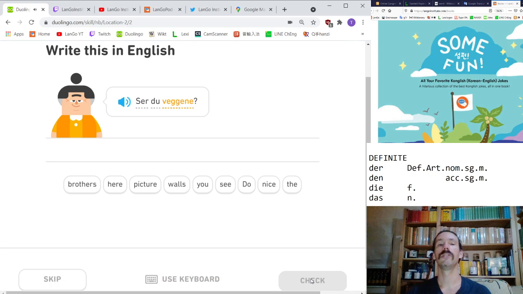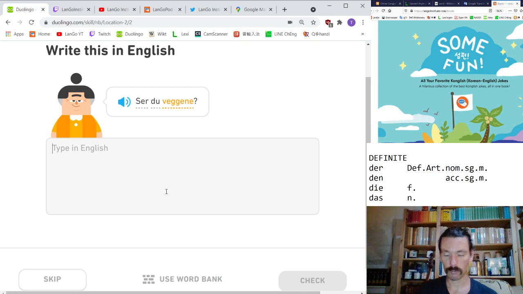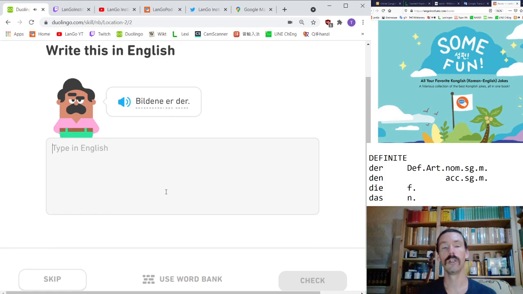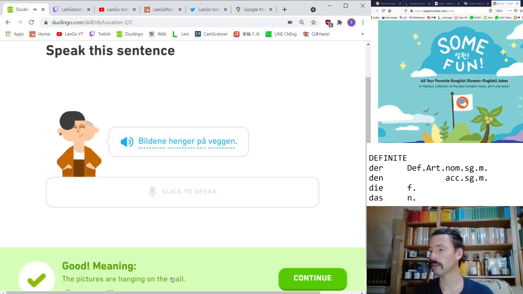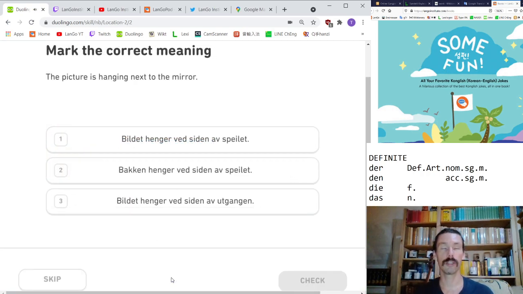Ser du veggene? Do you see the walls? Nice. Bildene er der. This is the plural definite, I do believe. The pictures are there. Bildene henger på veggen. The pictures hang on the wall. Bildene henger på veggen. The pictures hanging next to the mirror.